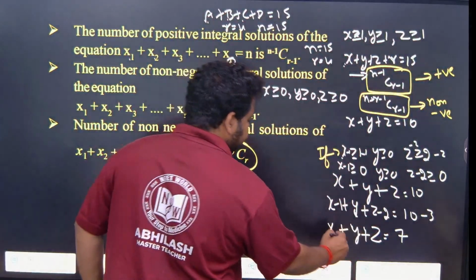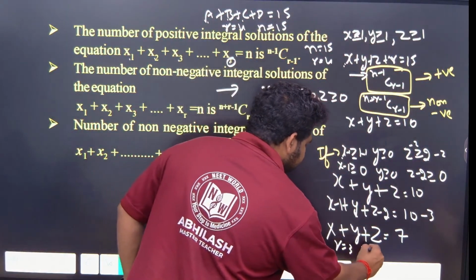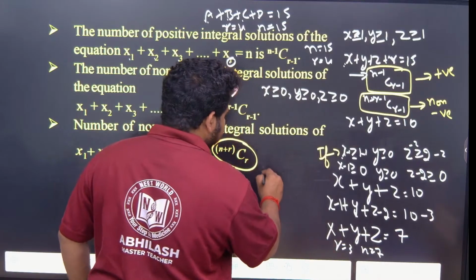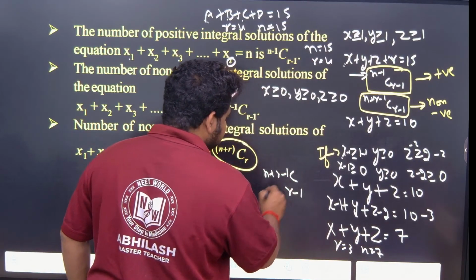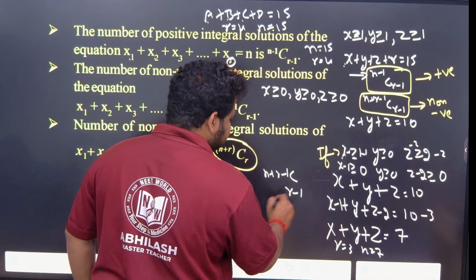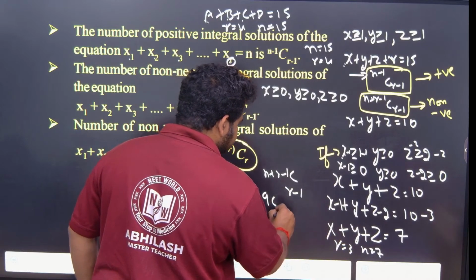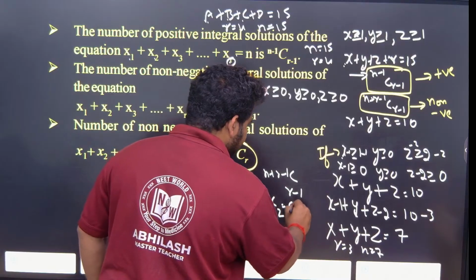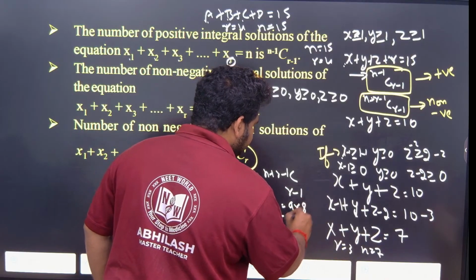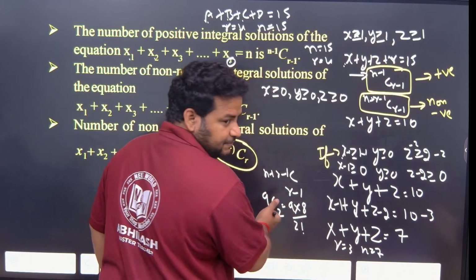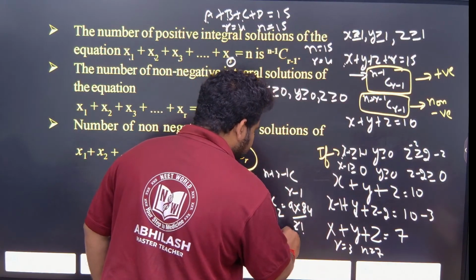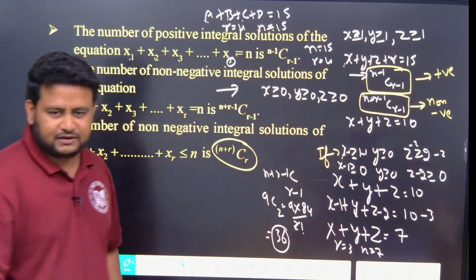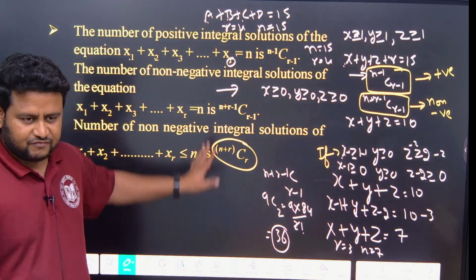So what will this be? R is 3, n is 7. N plus r minus 1 C r minus 1. N plus r is 10, minus 1 is 9. R minus 1 is 2. 9 C 2. That will be 9 into 8 by 2 factorial. Don't forget, this is not permutation, this is combination. So 2 1s are 2, 4s are 36. The answer is 36. Understood everyone? Very important, this one.